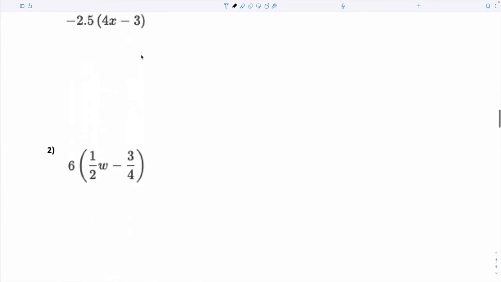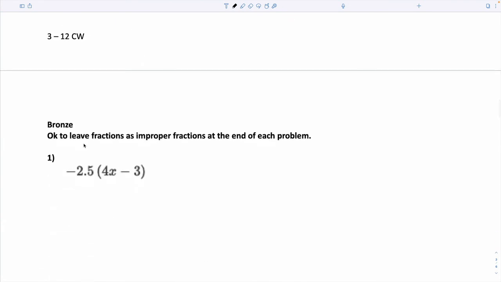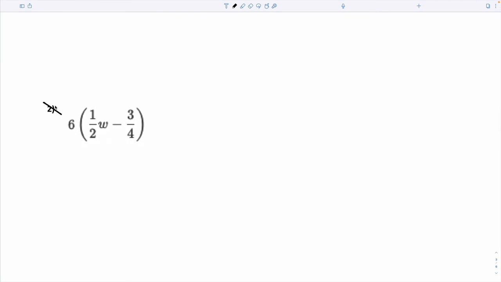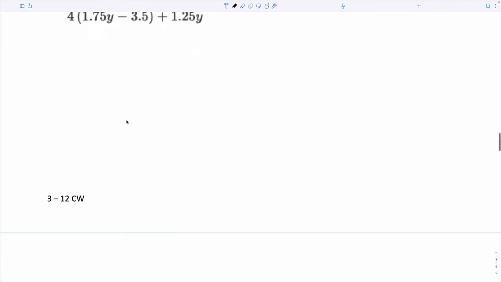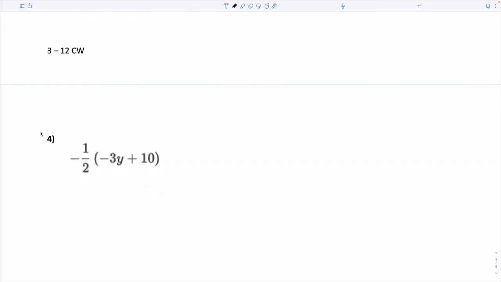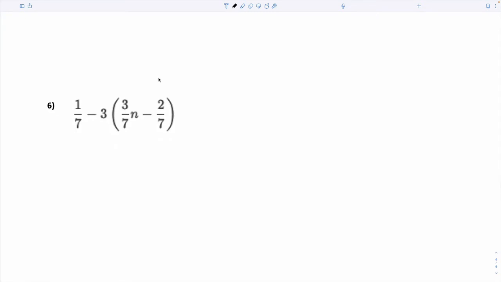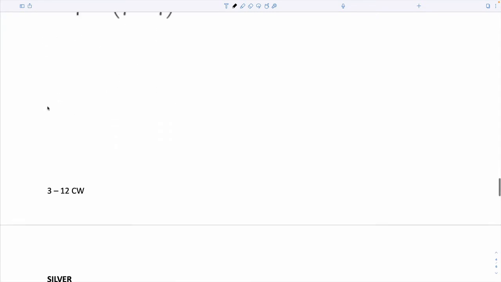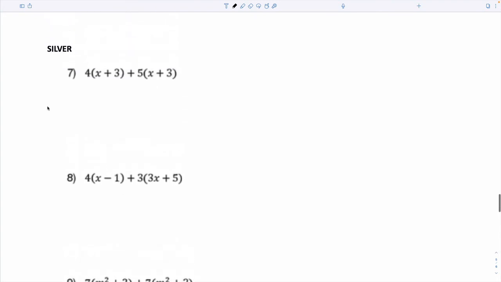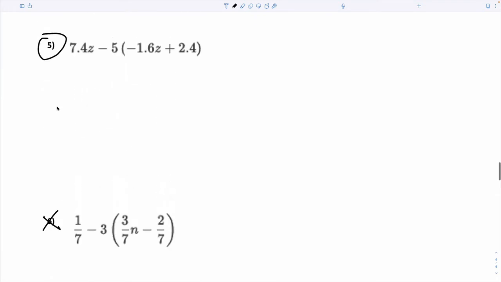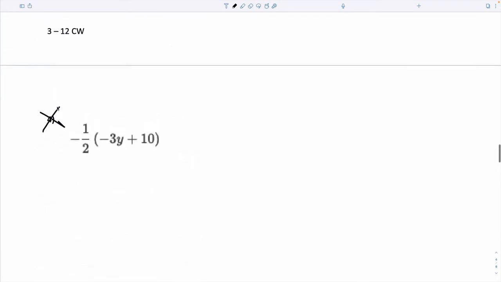Flip the page to bronze, you're going to circle number 1. Cross out 2. Circle 3. Cross out 4. Circle 5. Cross out 6. And circle 7. You should have numbers 1, 3, 5, and 7 circled right now.